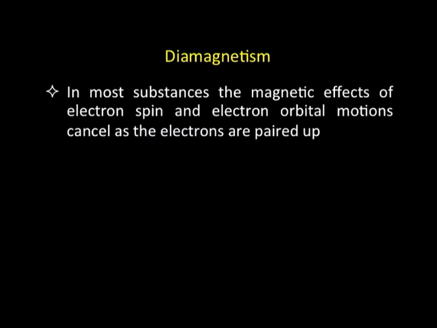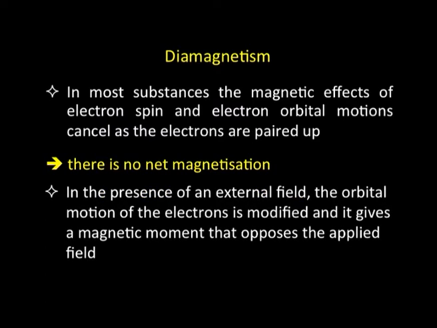In most substances, the magnetic effects of electron spin and electron orbital motions cancel as the electrons are paired up. Whenever electrons are fully paired up, as I showed earlier, the material happens to be diamagnetic. That means there is no net magnetic moment at the atomic level. Accordingly, there is no net magnetization. That is, if I take the material in the absence of an external field, there is no net magnetization.